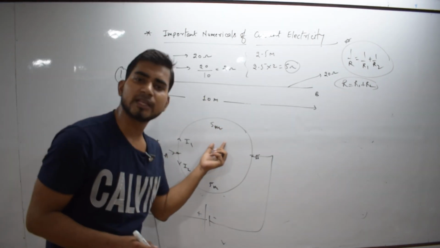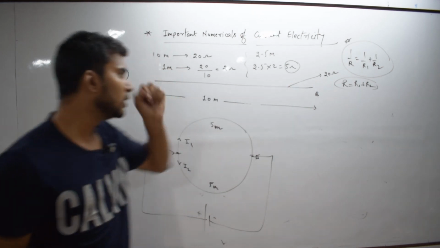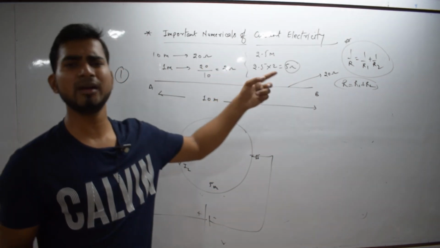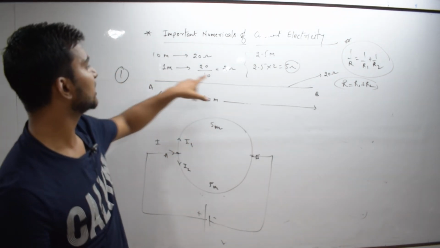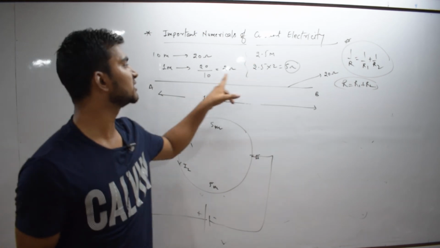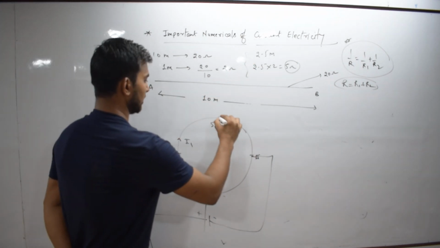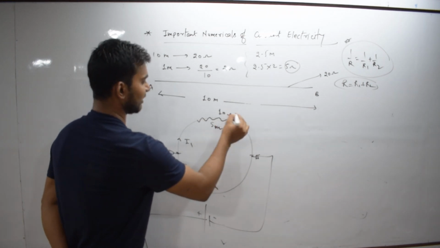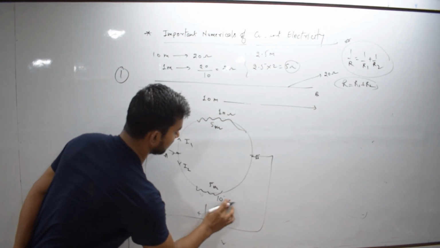Simply we can find the resistance of 5 meter. If we have a resistance of 20 ohm for 10 meter, what is the resistance of 5 meter? Simply by the unitary method or simple calculation, we can find it. Here 1 meter resistance is 2 ohm, then 5 meter resistance will be 2 fives are 10. So the resistance of the upper portion is 10 ohm, and for the lower portion it is also 10 ohm resistance.